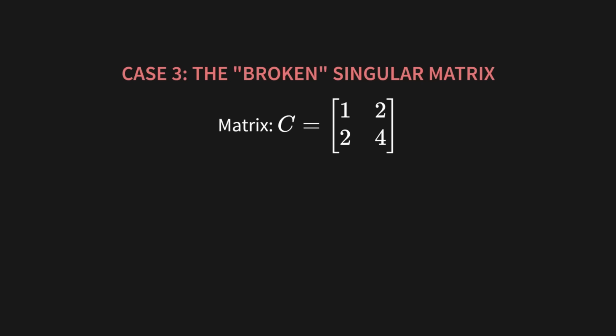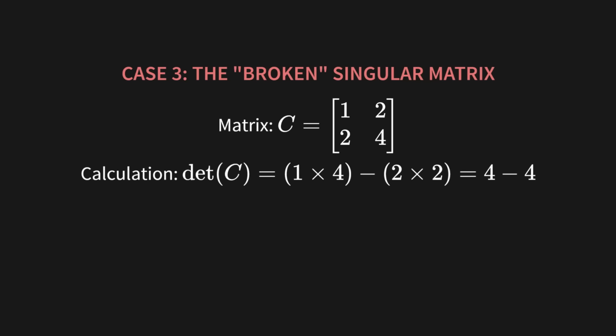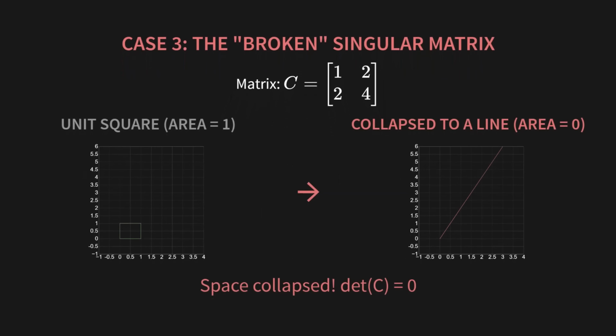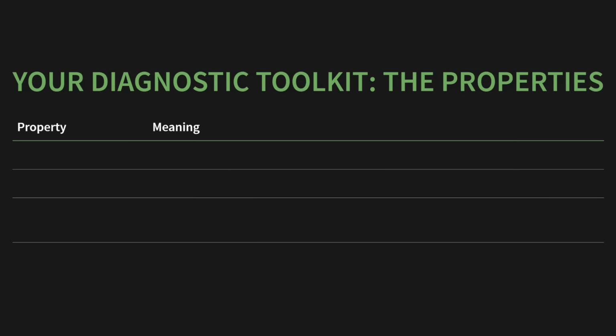And finally, case 3, the broken singular matrix. Look at this matrix C. The determinant of C is 0. This is our red flag. This matrix collapses 2D space onto a line. As you see here, the unit square gets completely squashed. It has an area of 0. Space collapsed. So here's your diagnostic toolkit.